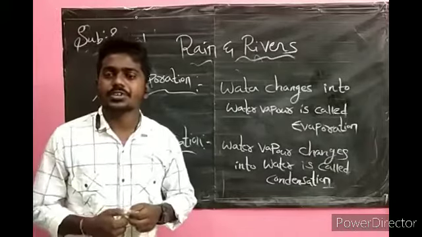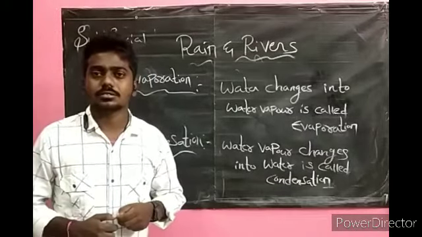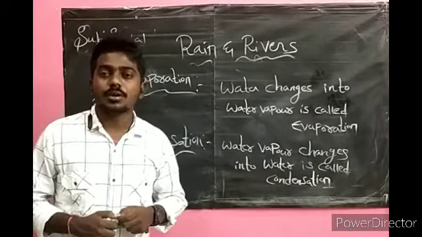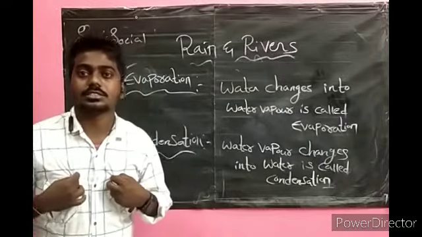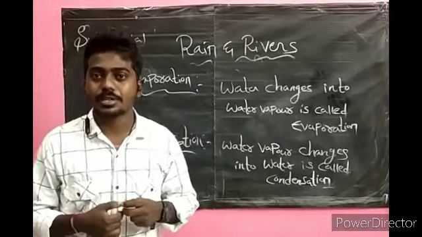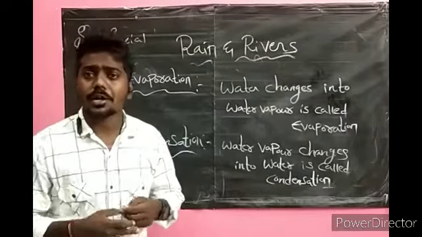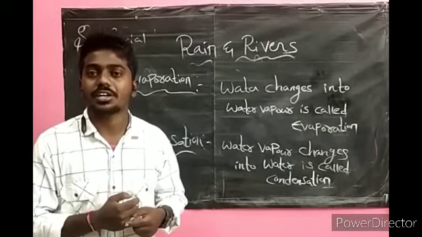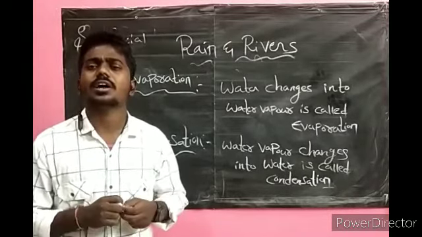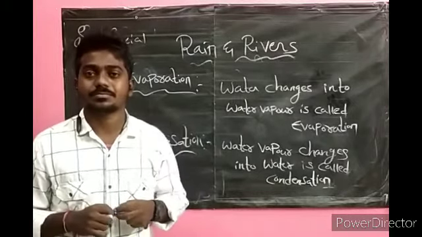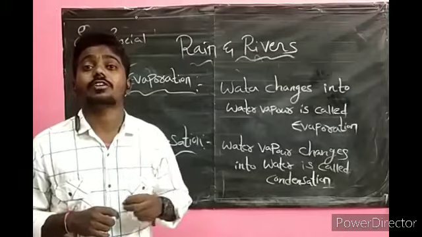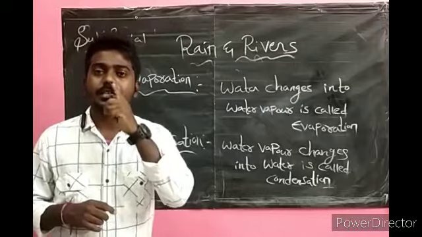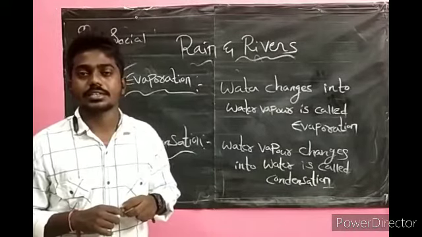For example, if you keep a wet cloth outside, after some hours, the cloth will become dry. Similarly, if you keep water in a plate, after some hours, we cannot see the water on the plate. Then where does the water go? The water evaporates. The water changes into water vapor by evaporation. Similarly, the rain begins with evaporation only.